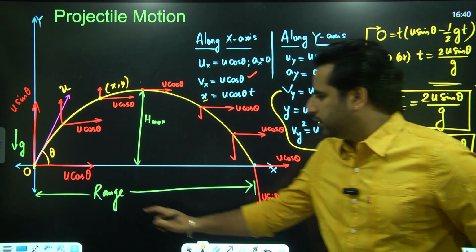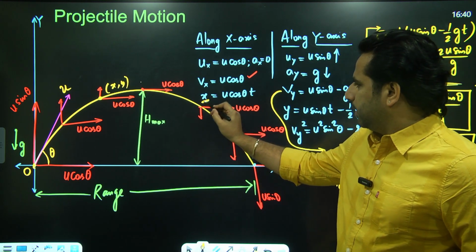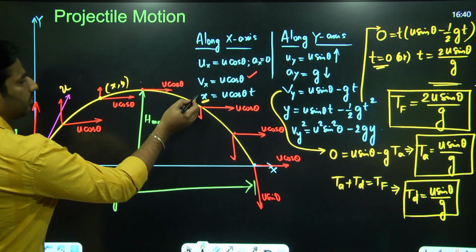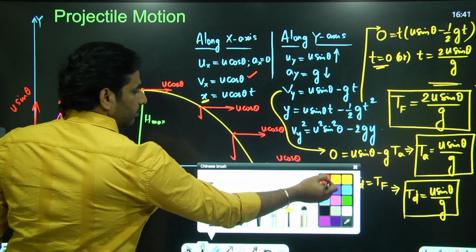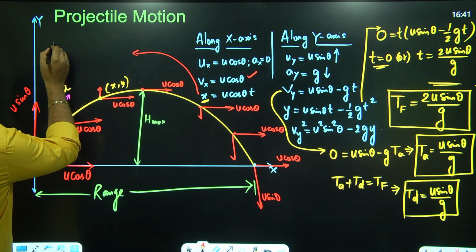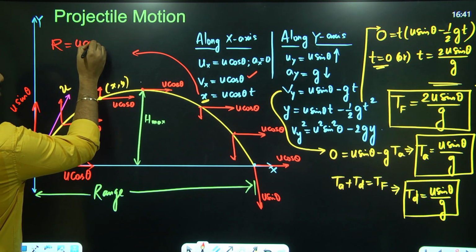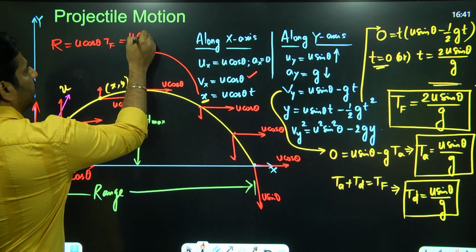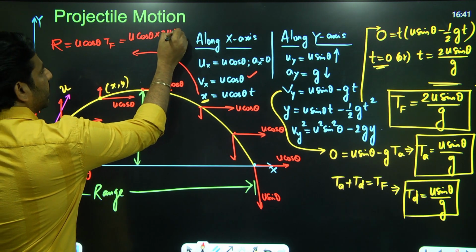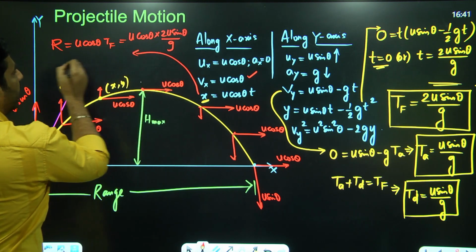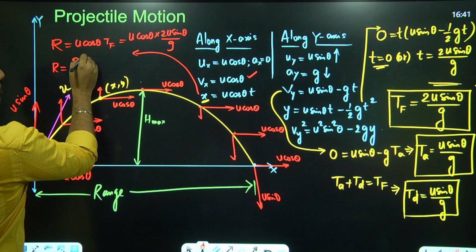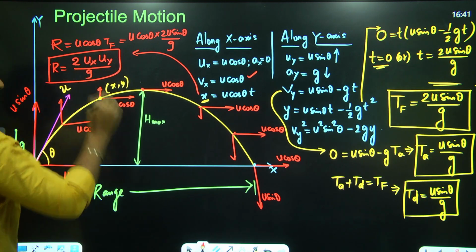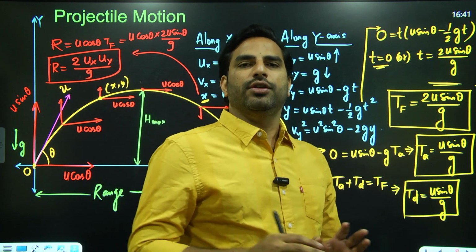And now range of the projectile, you can use this equation. So I'll do it here. Yeah, so x becomes r when t becomes time of flight, u cos theta into time of flight. This is one expression. It is u cos theta into time of flight, which is 2u sin theta by g. So another expression of range is 2 times u cos theta is ux, u sin theta is uy, by g. Very simple. 2ux into uy by g.